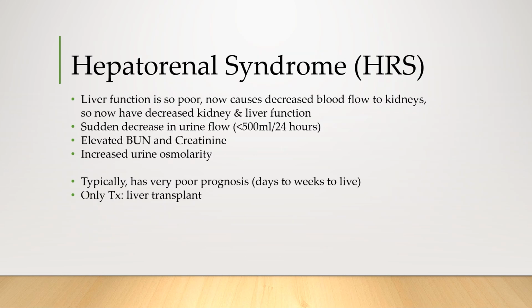And then we have something that we call HRS. This is where the liver function has progressed and now it's so poor that there's not enough blood flow getting to the kidneys. So then you actually start to see kidney issues. So you'll see a sudden decrease in urine output. Their BUN and creatinine will be elevated. Their serum osmolality will be elevated. Their GFR will be elevated. This is an end of life situation.